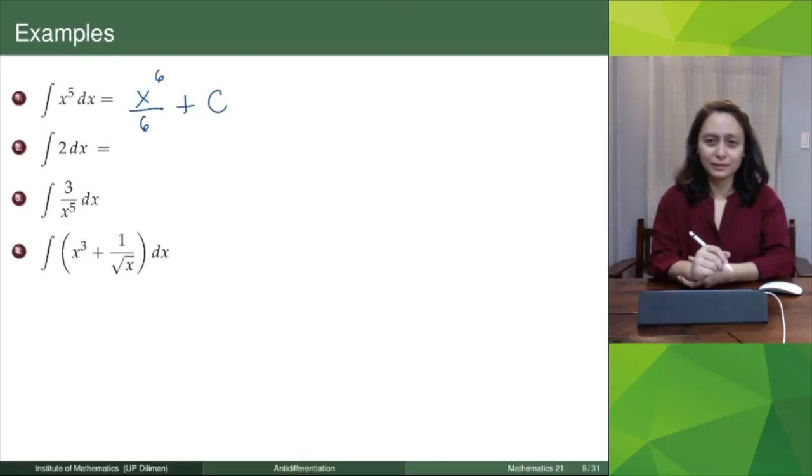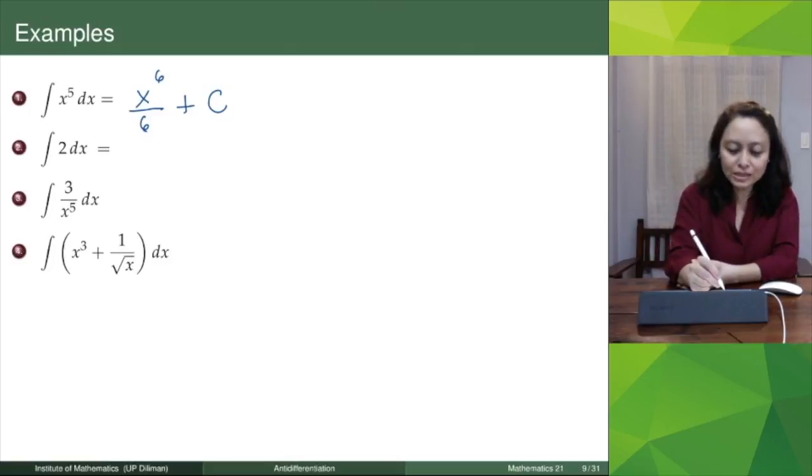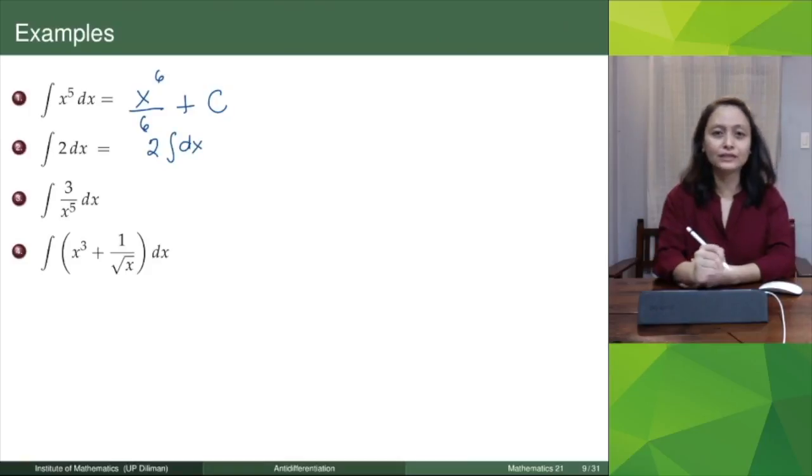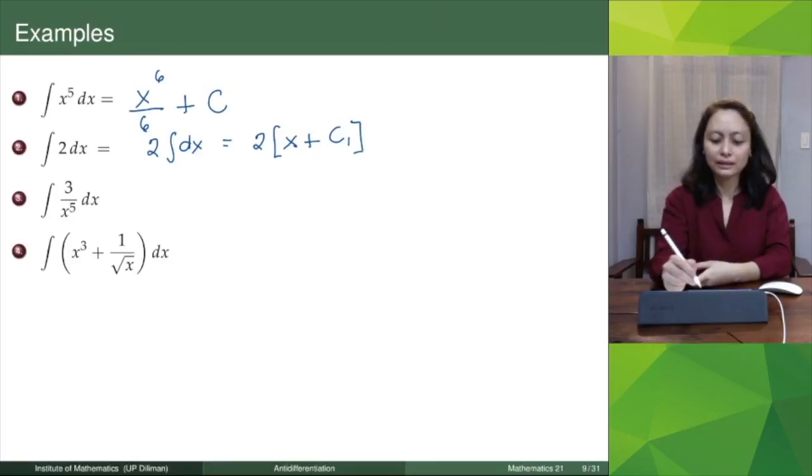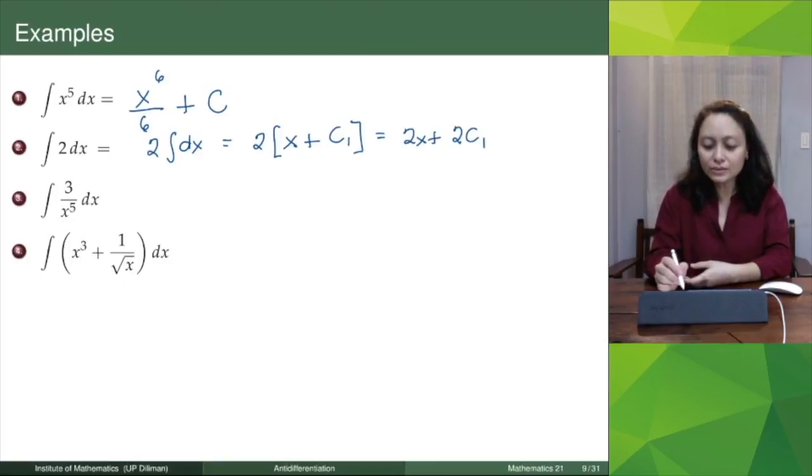Okay, next, antiderivative of 2 dx. Kung meron tayong constant, pwede nyo ilabas. So, this is equal to 2 antiderivative of dx. And antiderivative of dx is x plus, say, c1. Okay? Then we distribute 2, you get 2x plus 2c1. But 2c1 here is, again, a constant. So we can just call it c. Constant pa rin. So you have 2x plus c.